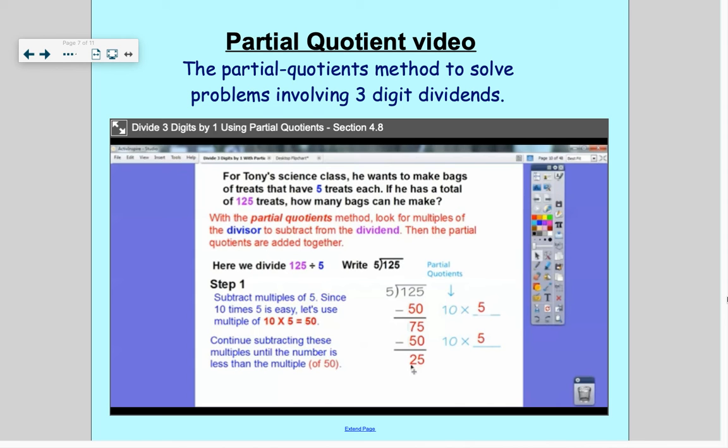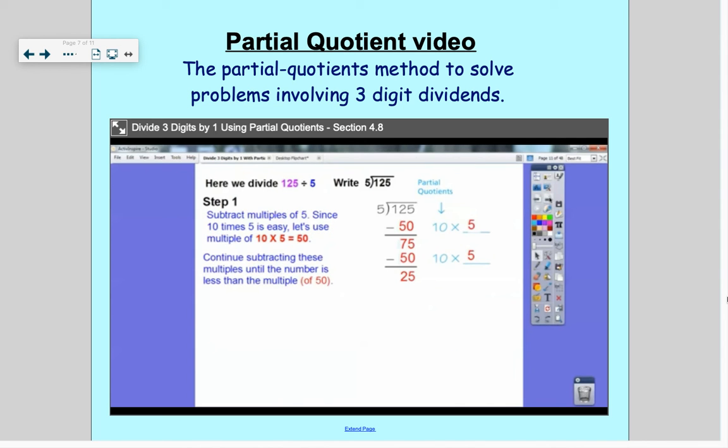Now I can't subtract 50 anymore, so I'm going to do smaller multiples of 5, okay? So we're going to continue doing this, and I'm going to subtract smaller multiples of 5. I can do 1 times 5, 2 times 5, but here I'm going to go ahead, since I know 5 times 5 is 25, and do 5 times 5, because that's going to get me 25 right there. Okay, and then I get a remainder of 0 right there, so I can stop.